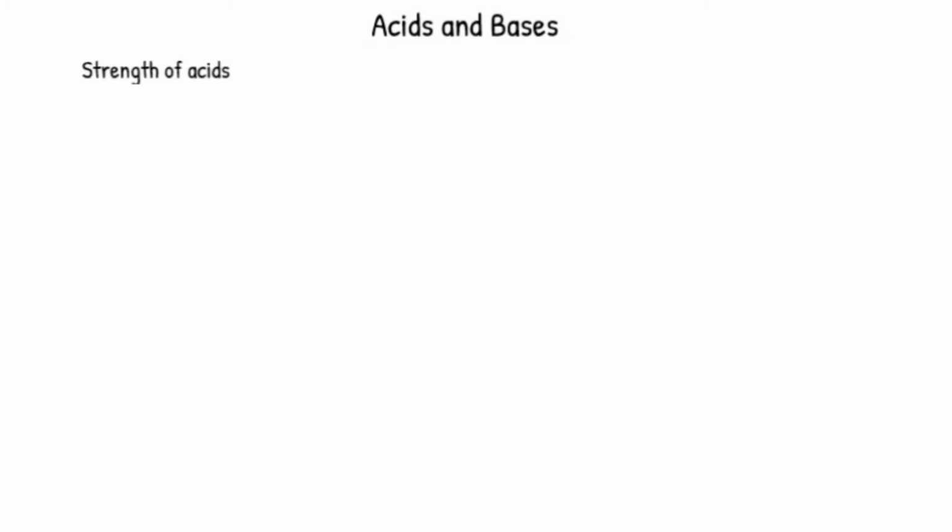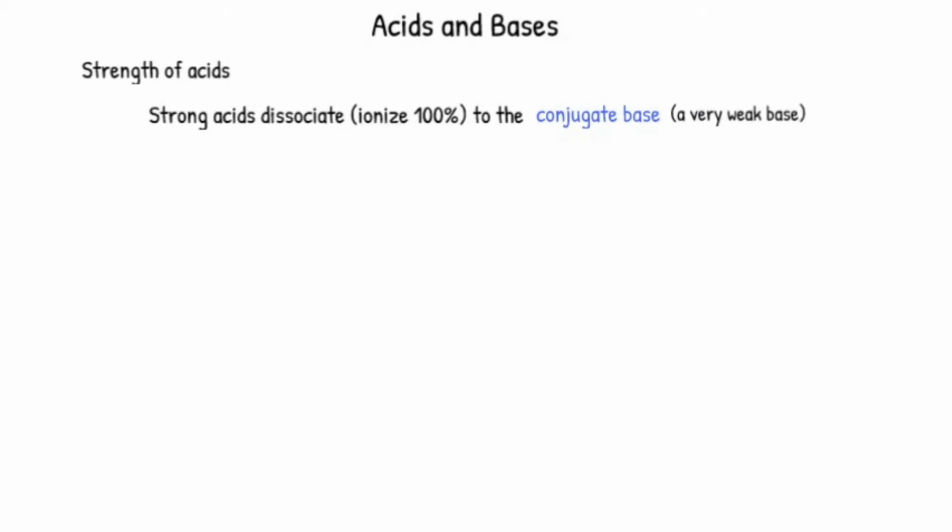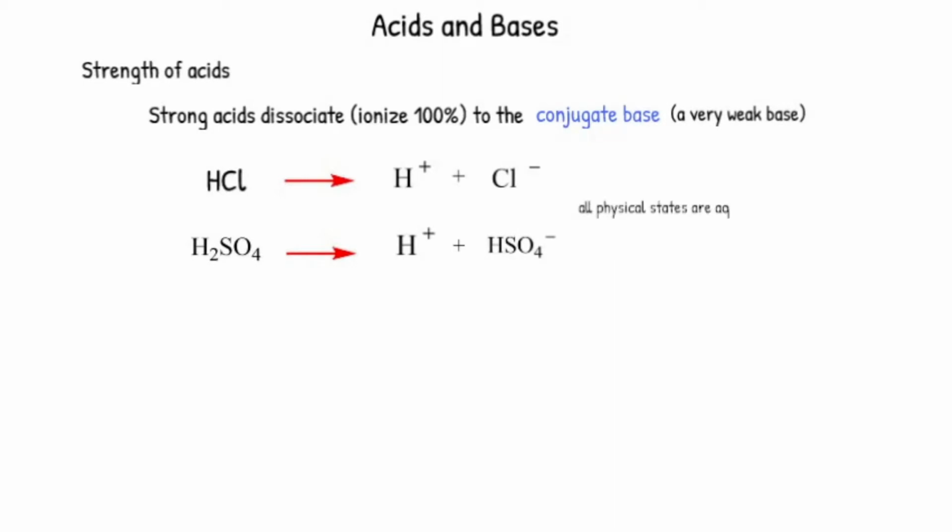Strengths of acids. Strong acids dissociate, also called ionize, 100% to the conjugate base, which is a very weak base from a strong acid. For example, hydrochloric acid HCl ionizes to H plus and the chloride ion. Sulfuric acid H2SO4 ionizes to H plus and the hydrogen sulfate ion. All physical states are aqueous.